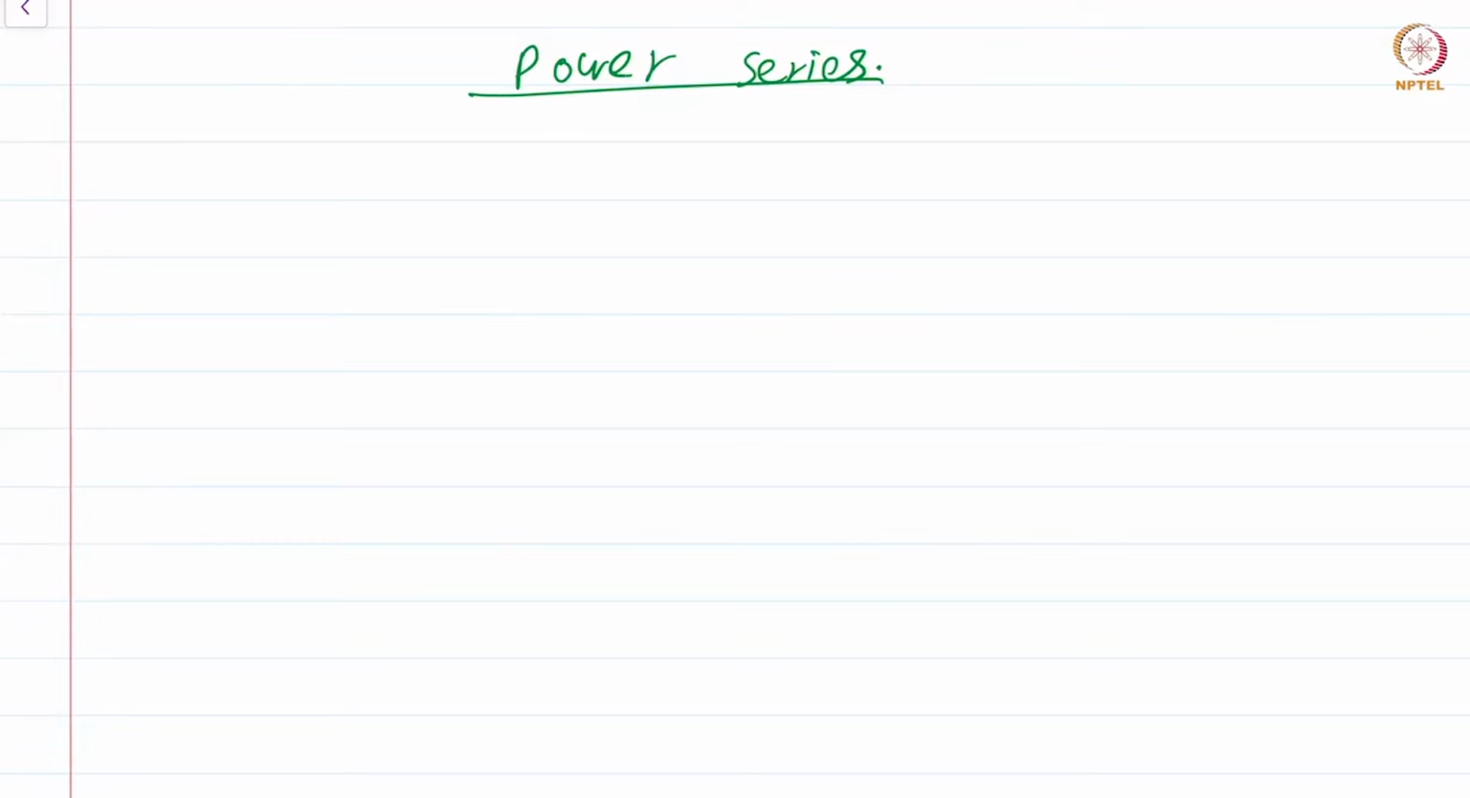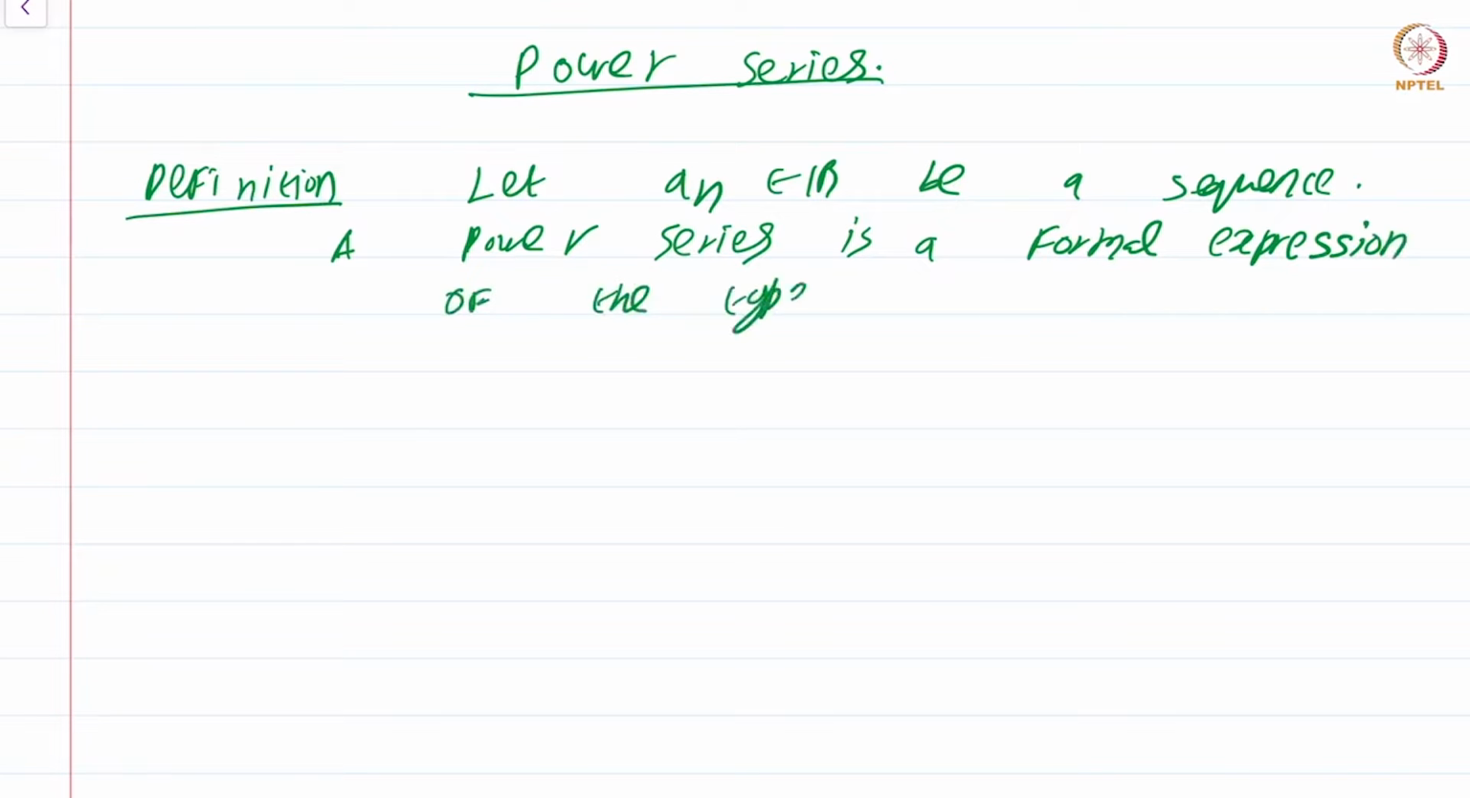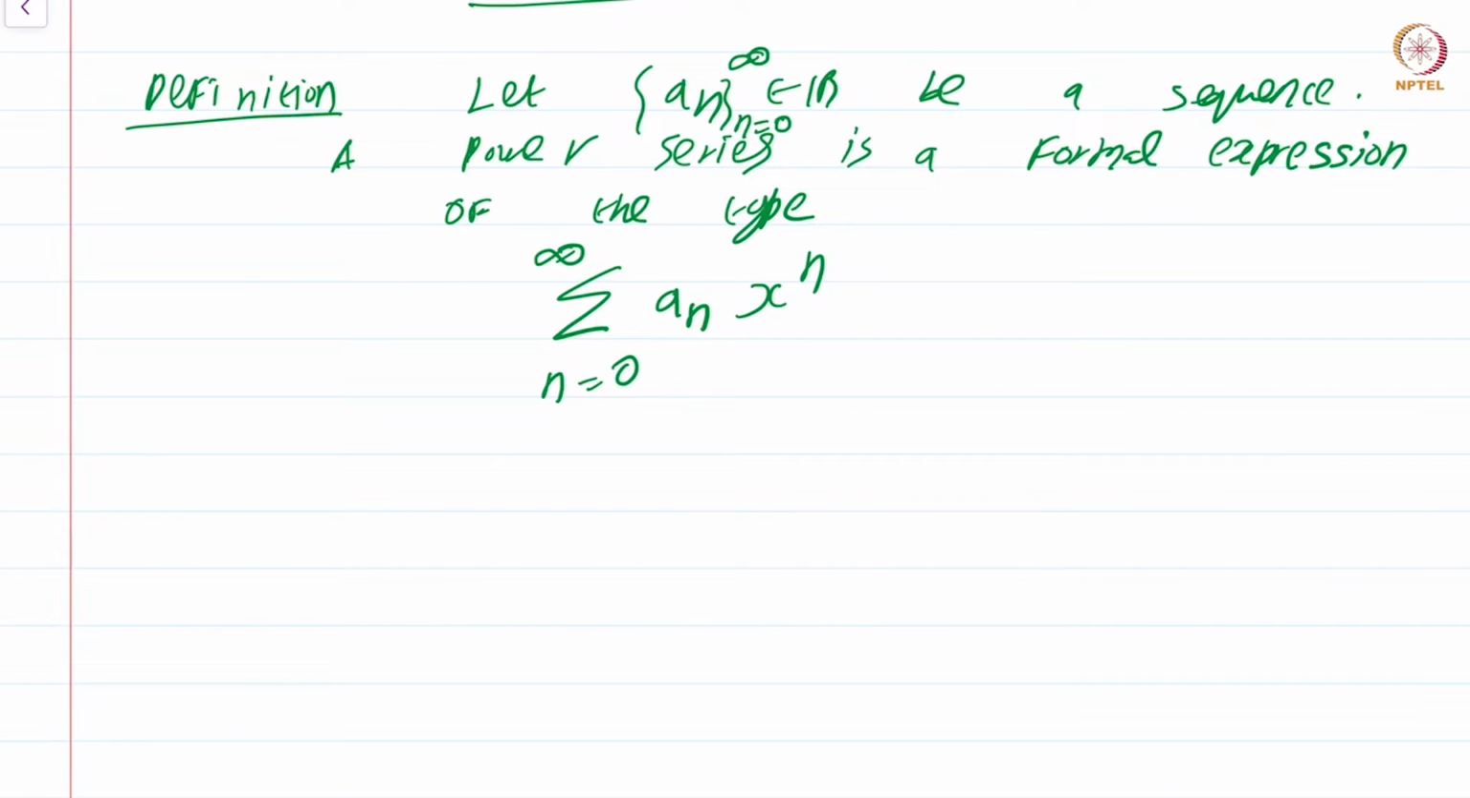So let's begin with the definition of a power series. Definition. Let a_n in R be a sequence. A power series is a formal expression of the type summation a_n x^n, n running from 0 to infinity. So this sequence a_n is actually from n equals 0 to infinity, a sequence that starts at the term 0.